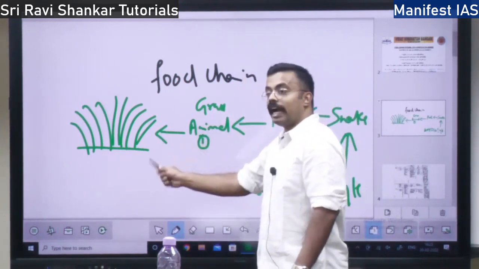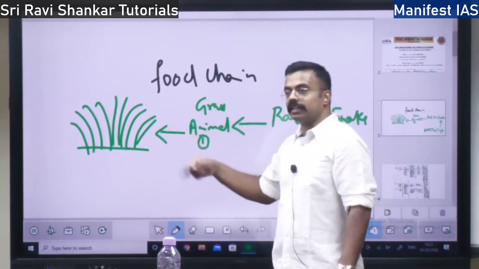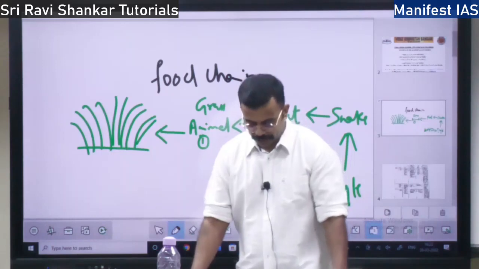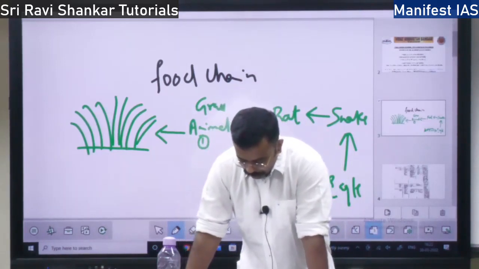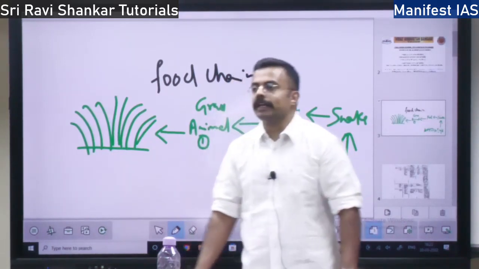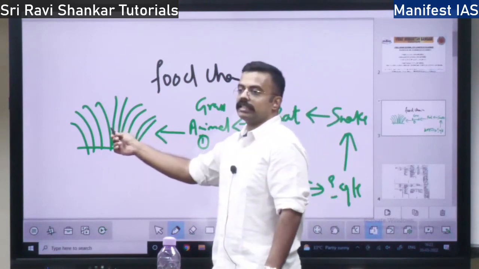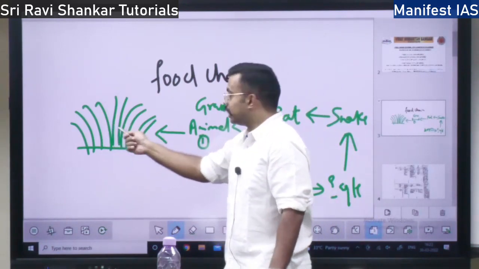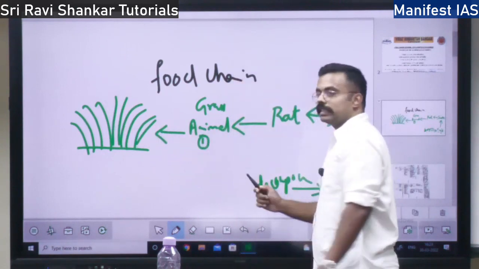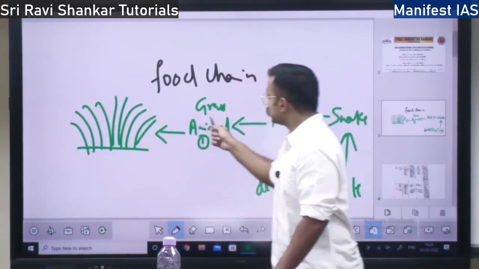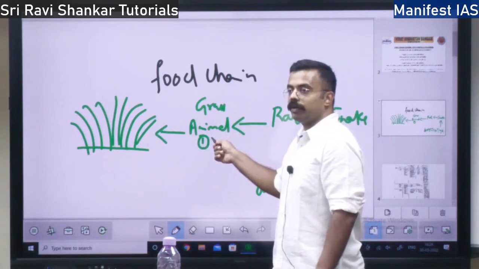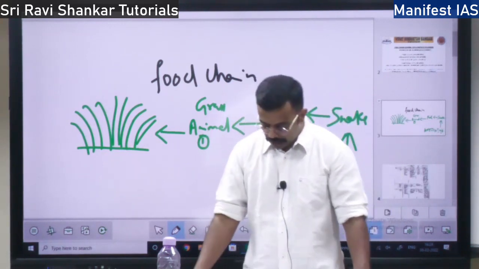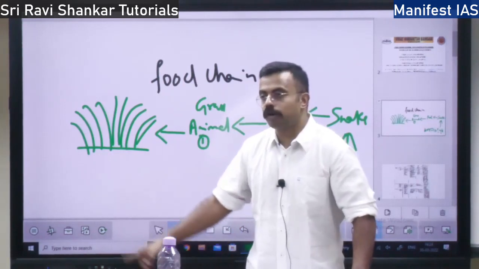So this cycle is the food chain. Eating and being eaten. You eat something, in turn something else will eat you. That is the food chain, right? Here there is a flow of energy. See here, this has obtained the energy from the sunlight. So from here the energy flows to all these organisms. At each level there is a loss of energy.